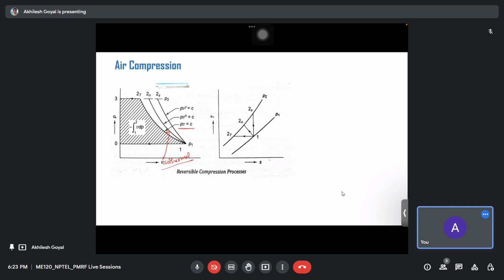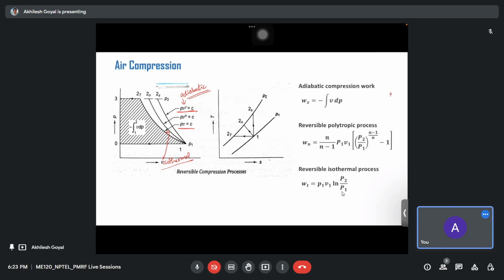Similarly, this PV raised to power gamma is equal to constant. This is a reversible adiabatic process, and this reversible adiabatic process results in the maximum work done on the gas for compression. Okay, so basically the compression work done is given by this formula.